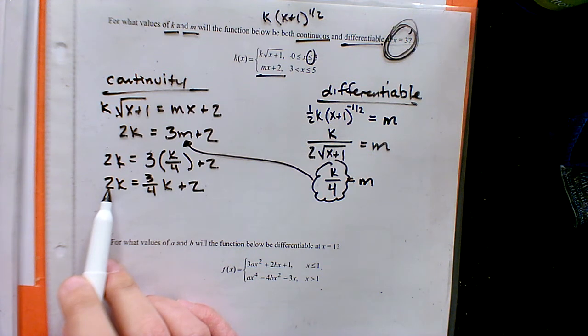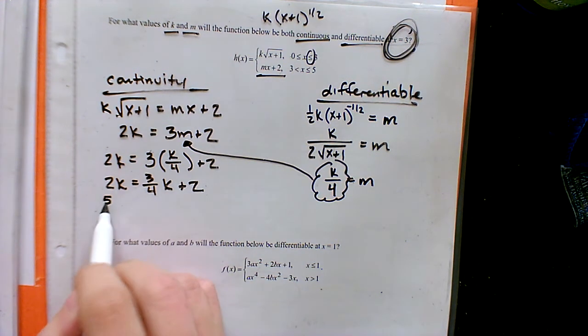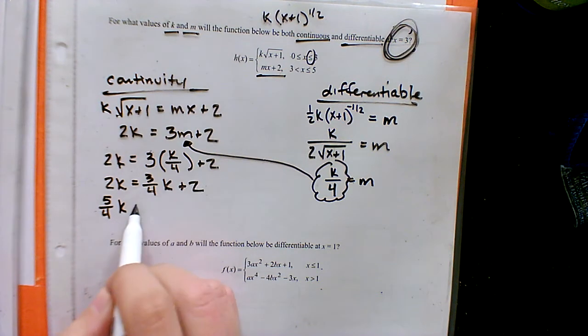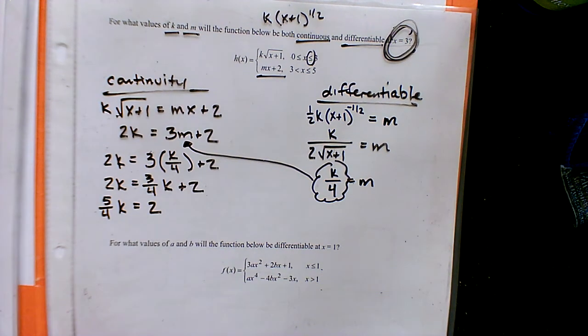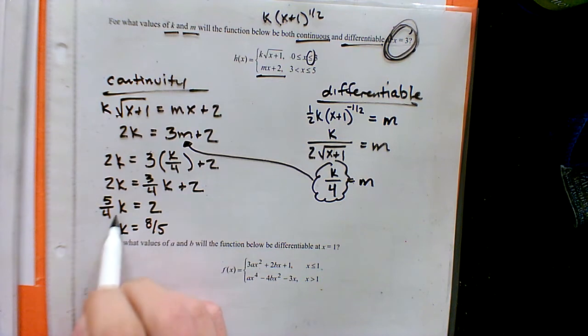So that would be 5/4. Good. 1 1/4. So that'd be 5/4 as a fraction. Okay. And then solving for k, we can multiply the 4 over, but then divide the 5. So we'll get 8/5.